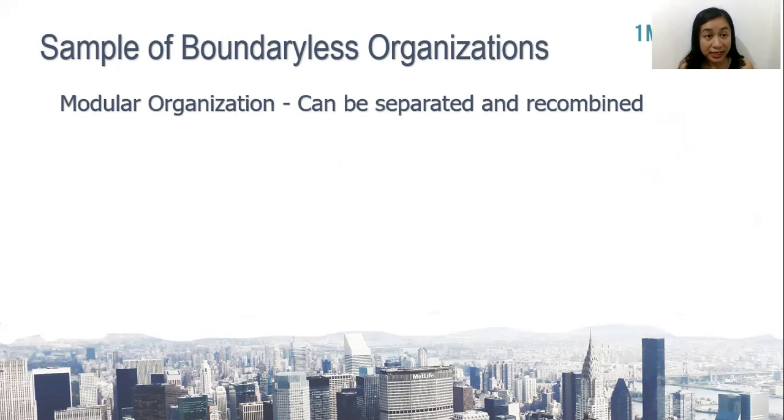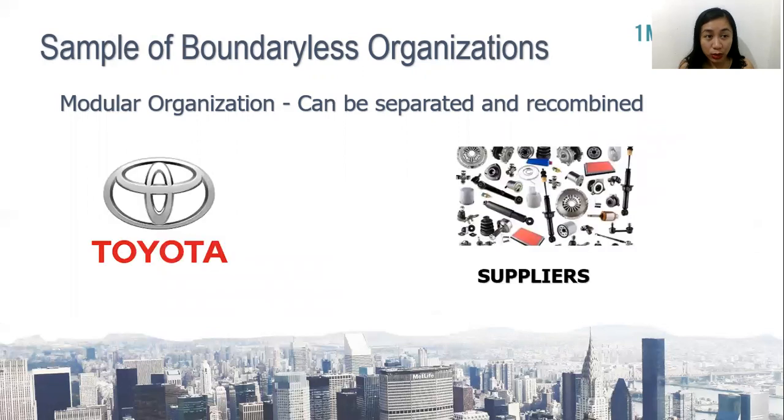This refers to a business that can be separated and recombined to work more efficiently. It is usually used in automotive companies like Toyota. By managing relationships with hundreds of suppliers, Toyota achieves efficiency and quality in its operation.